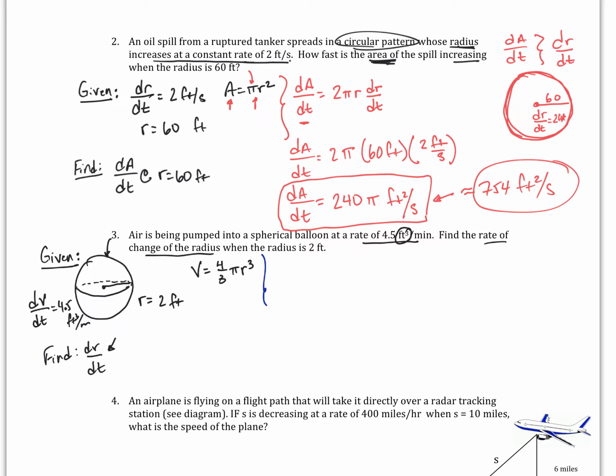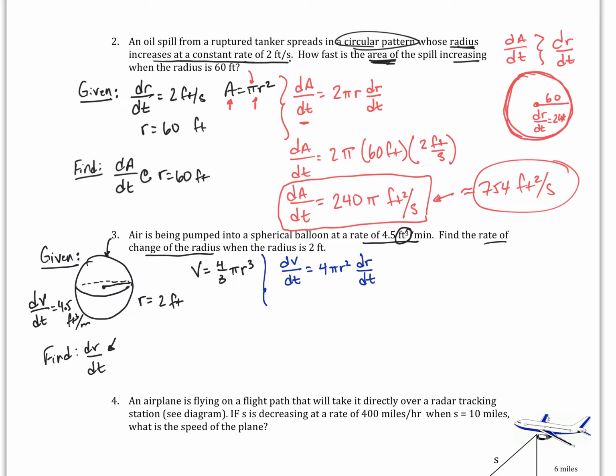And so I know all that stuff. Next step in my process is to take a differential, and I will differentiate both sides. So I'll get dV/dt on the left side. On the right side, I'll get 4 pi r squared dr/dt, right? Because I took the derivative of r with respect to time.